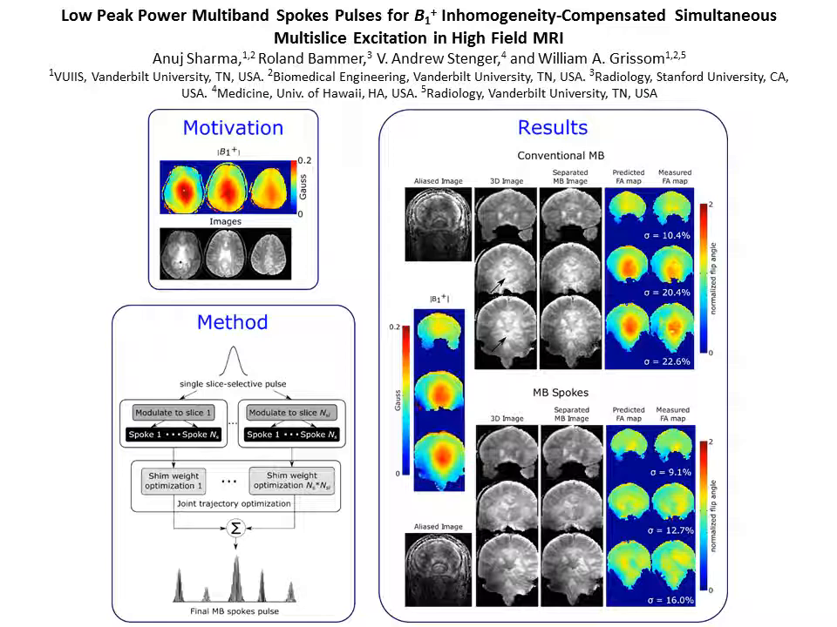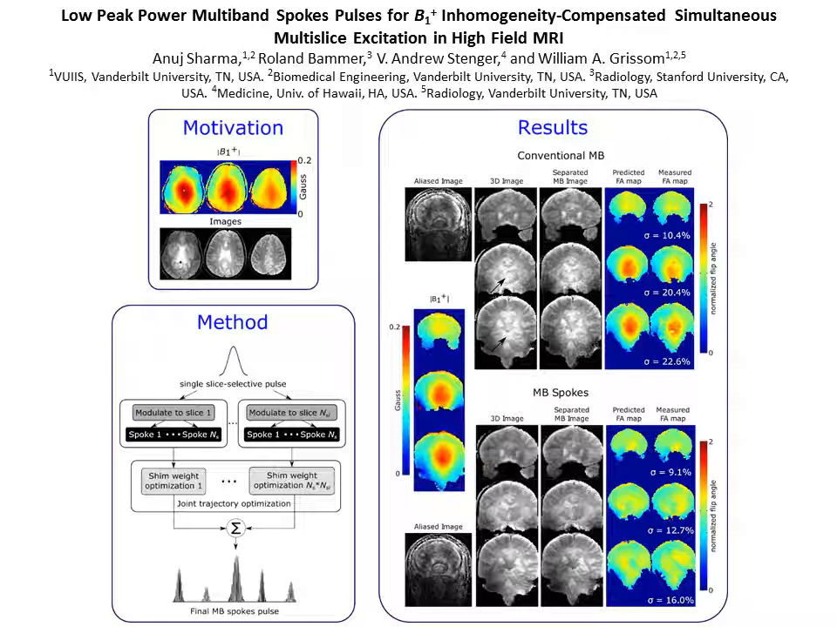The measured flip angle maps, which match well with the predicted map, show overflipping of spins in regions with higher B1 plus value. The bottom part of the figure shows the acquired images and maps measured using the proposed multiband spokes pulse excitation. The separated slice images show a visibly reduced center brightening compared to the images from the conventional multiband excitation. The separated slices match well with the images acquired using a 3D readout.